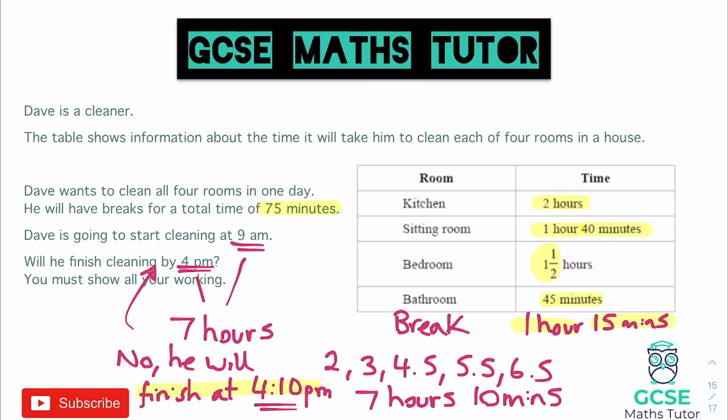Now, obviously I chose a particular way of adding those numbers together. You can do any particular way that you want here, but as long as you're getting 10 past 4, then your method's obviously absolutely fine, but 10 past 4 is the answer there, so no, we will not finish at 4 p.m.